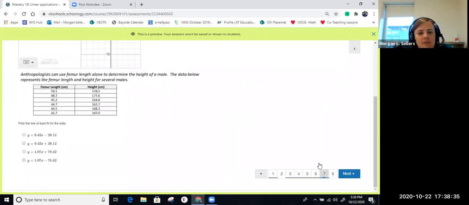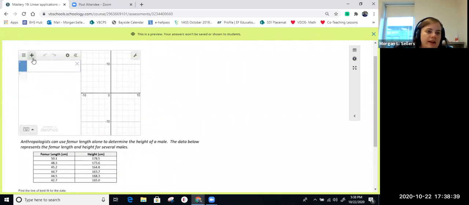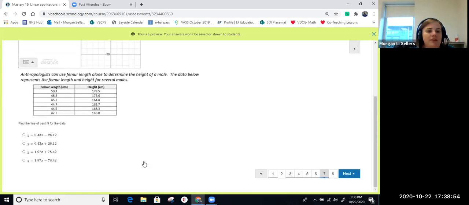Okay, so this is the same as the first two. You're just plugging it in: add button, table, enter your X value. So that's your femur length. The left values of the table are going to be your X, and the right values of the table are going to be your Y. Then you find your line of best fit.